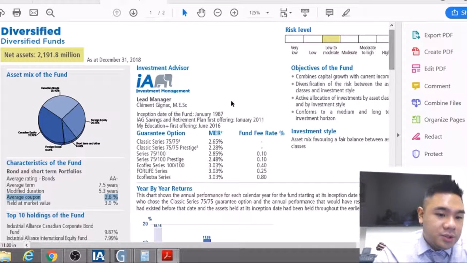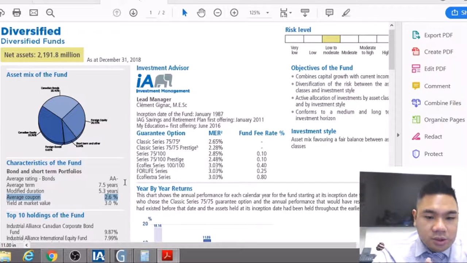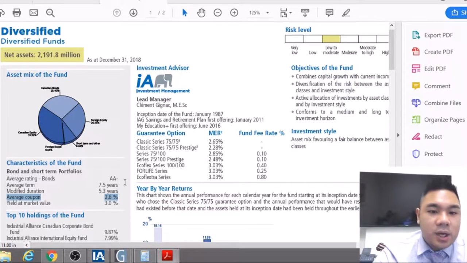Okay, so as you can see there, the average rating of the bond is AA minus, which is really good. It's basically like saying that you're more than likely to get paid, because the closer it is to A plus, A plus plus, the more likely you are to get paid out. It's basically like a credit rating in a sense. Average coupon is about 2.6%. That's the average rate per year. And this is the lead manager, Clement Gignac. He's the fund manager. He's the one that made the fund itself.